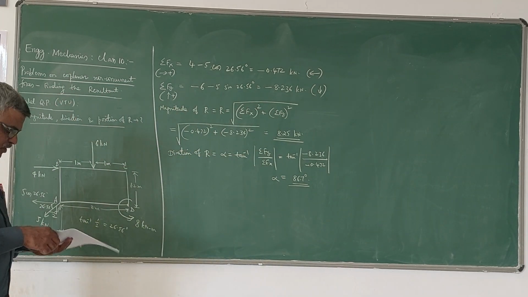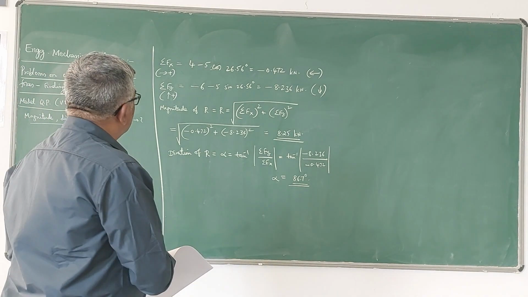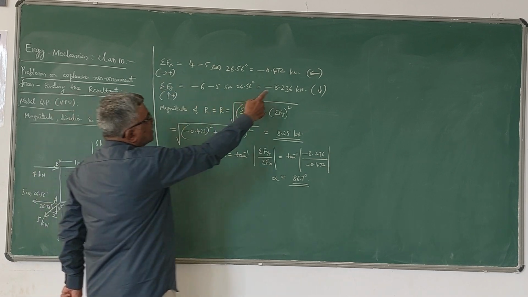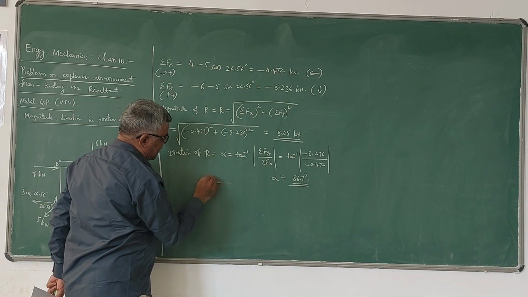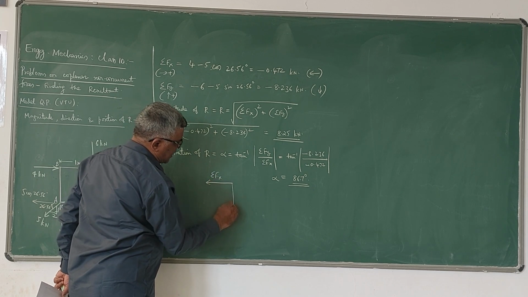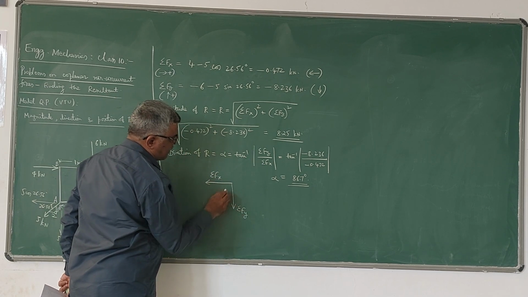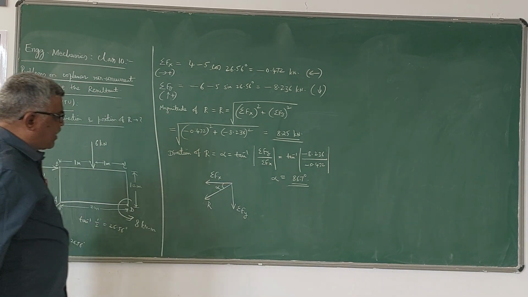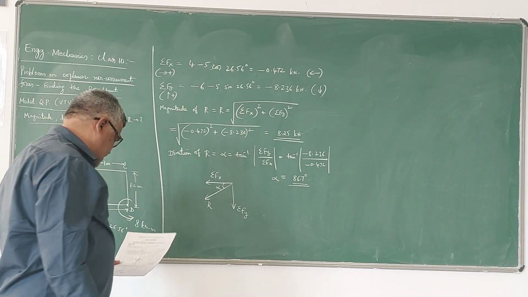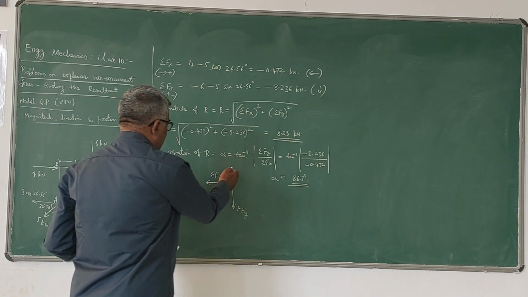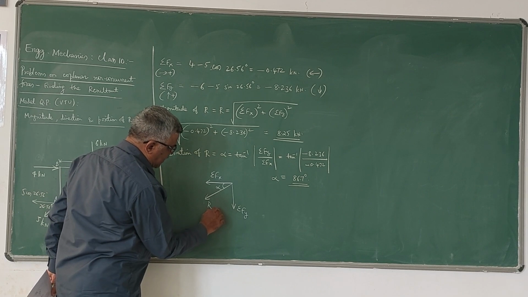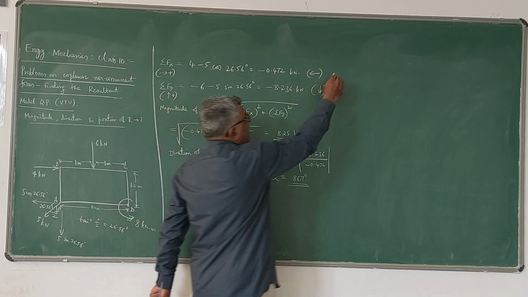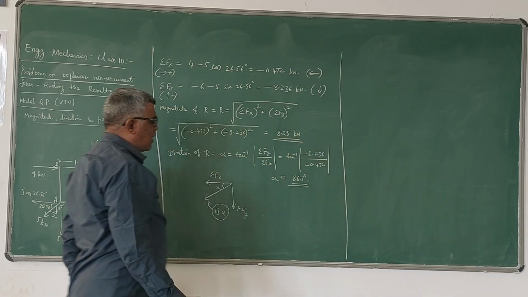So now we can get the quadrant in which R lies by knowing the directions of sigma fx and sigma fy. So sigma fx is acting towards left, sigma fy is acting downwards. Therefore, your R should come like this, and this is alpha. Alpha is the angle made by the resultant with x-axis or with the horizontal. Now this is the direction of R. That means R lies in the third quadrant. So by knowing the directions of sigma fx and sigma fy, you can decide in which quadrant R lies.